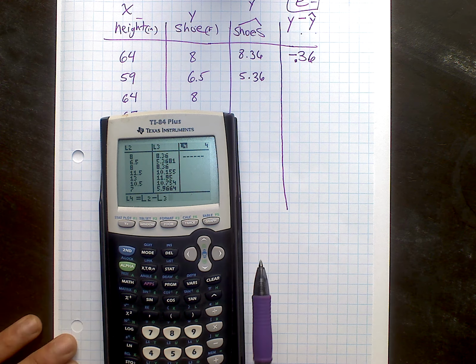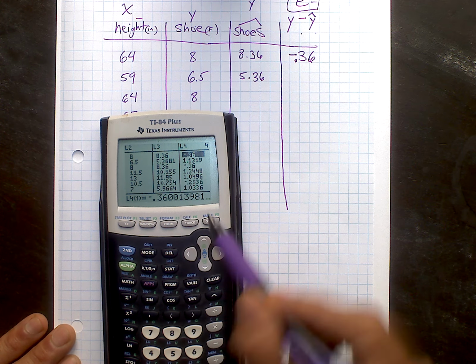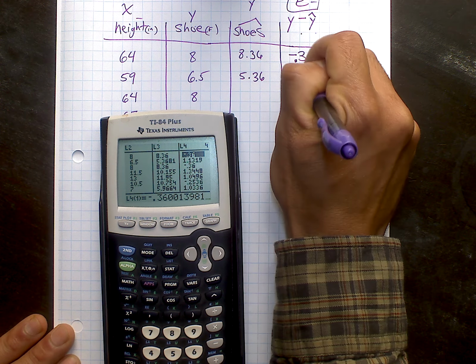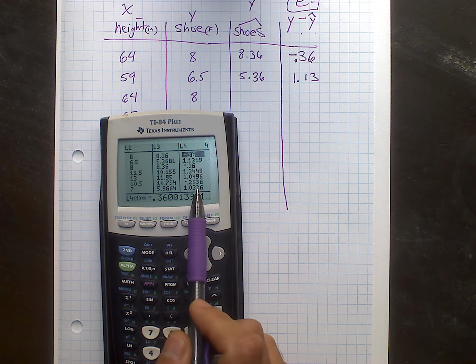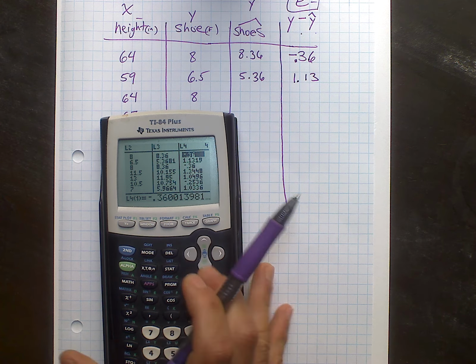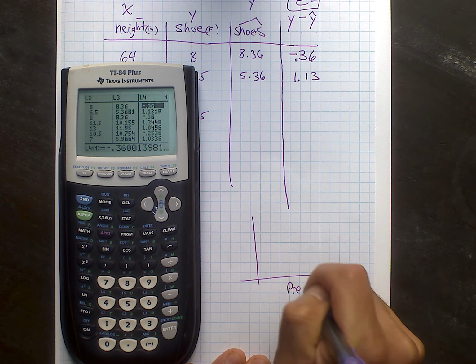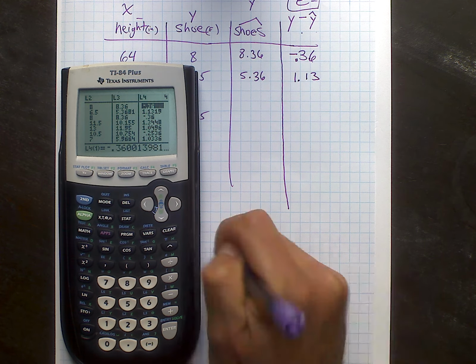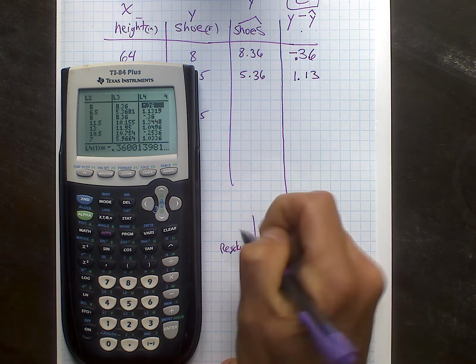L2 minus L3. Madison has a positive residual, meaning that her actual shoe size, her observed shoe size, is 1.13 greater than what the model predicted. Or in other words, the model underestimated her shoe size. Okay. The residuals are very useful. So let's first take a look at the residual plot. Again, the residual plots have the predicted values on the horizontal and the residuals on the vertical axis around 0.